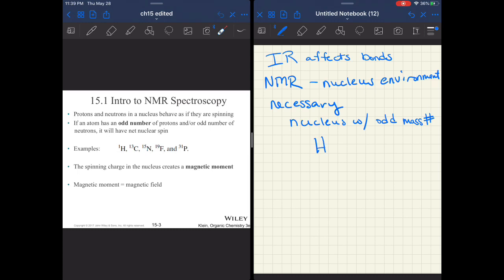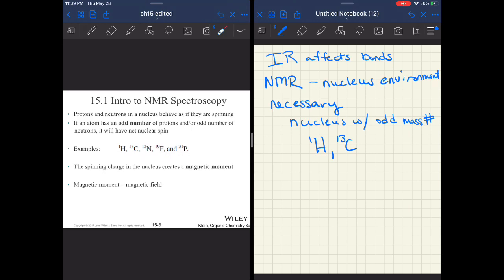So proton NMR is great. Hydrogen has one proton, no neutrons, and therefore it works great. Carbon is a little bit trickier because carbon-12 cannot be studied by NMR, but carbon-13 can be. And since carbon-13 is naturally occurring, though granted it's much less abundant, it can be studied with NMR. You also have some other common nuclei that are studied by NMR.